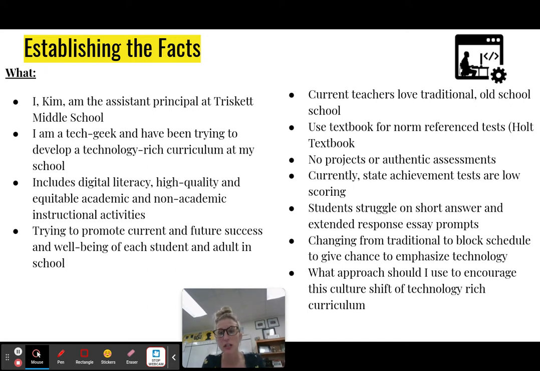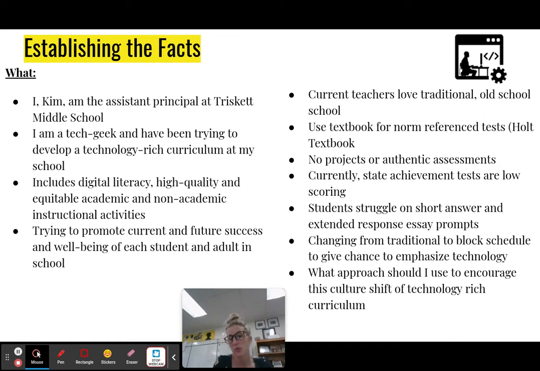I have current teachers that love traditional, old school is what I call it, lecture. They like to use the textbook for norm reference tests. It is a Holt textbook. There's not a lot of projects or authentic assessments, not a lot of choice or culturally responsive teaching curriculum. Currently, our state achievement tests are low scoring, and we are on our second year of being on an improvement plan. Students are struggling on the short answer and extended response essay prompts. We're going to talk about that a little bit later.